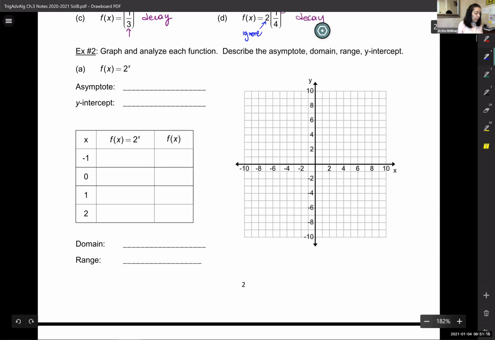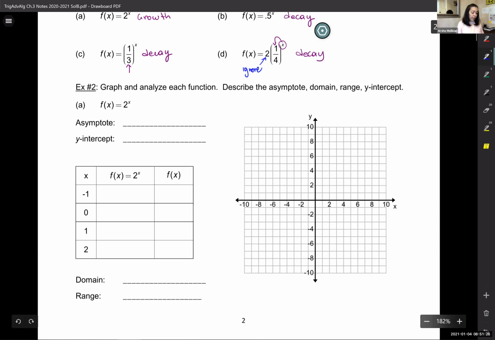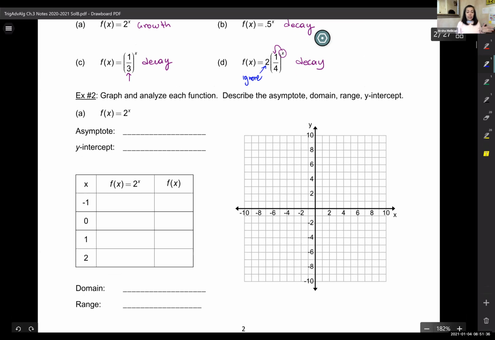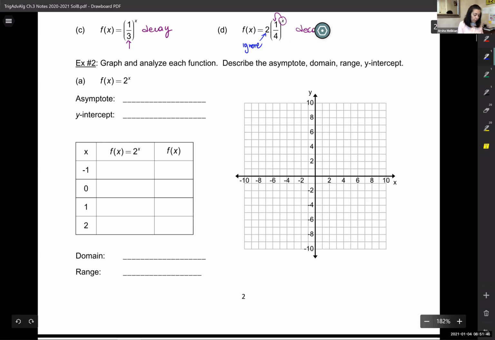Right, so we're gonna graph our very first function today, okay? All right, graph and analyze each function, describe the asymptote, domain, range, y-intercept, and so on. Okay, first thing you wanna do when you have to graph something is figure out, is it growth or is it decay? So this first one, 2 to the x, we said above that it's growth, right?